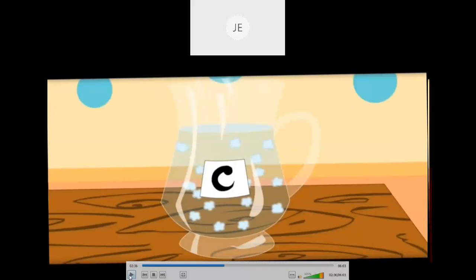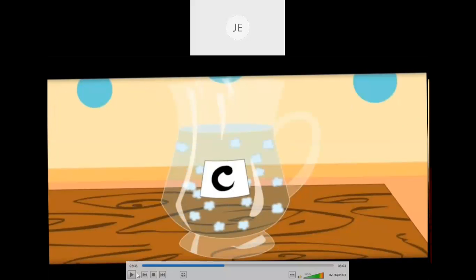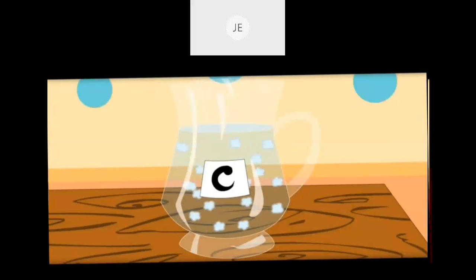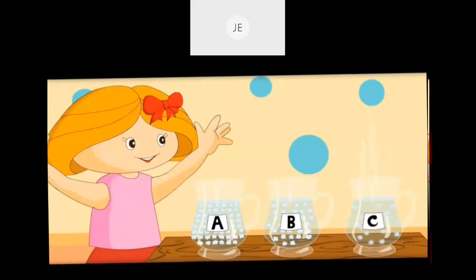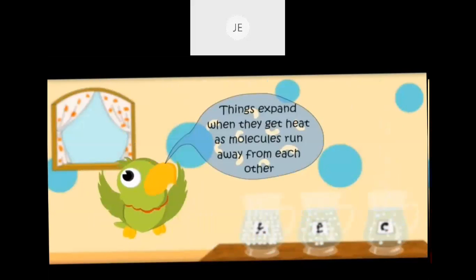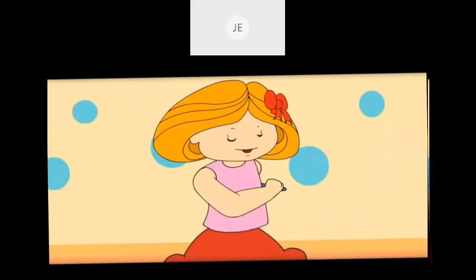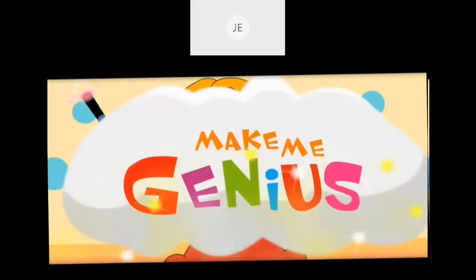Okay, they are moving like fast vibrations, we can say. The molecules are vibrating very fast. They are going away from each other. Yes, things expand when the molecules move away from each other. Things expand when they get heat as molecules run away from each other. We will see this with an experiment.